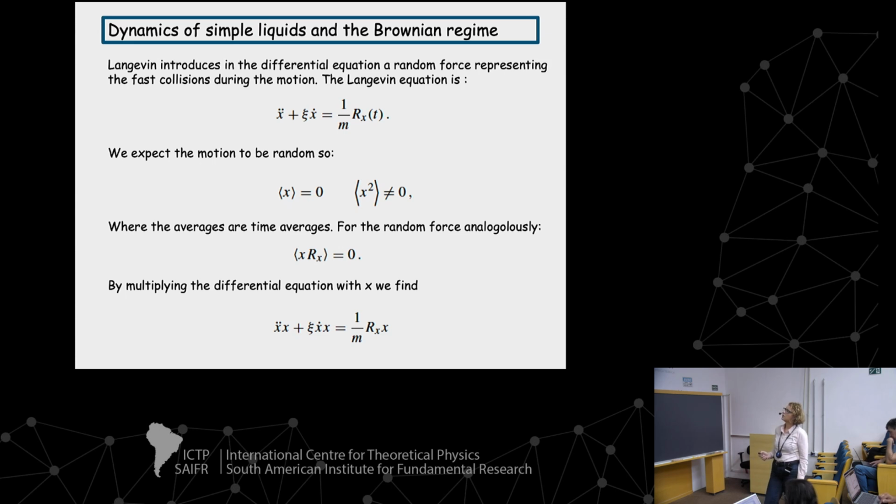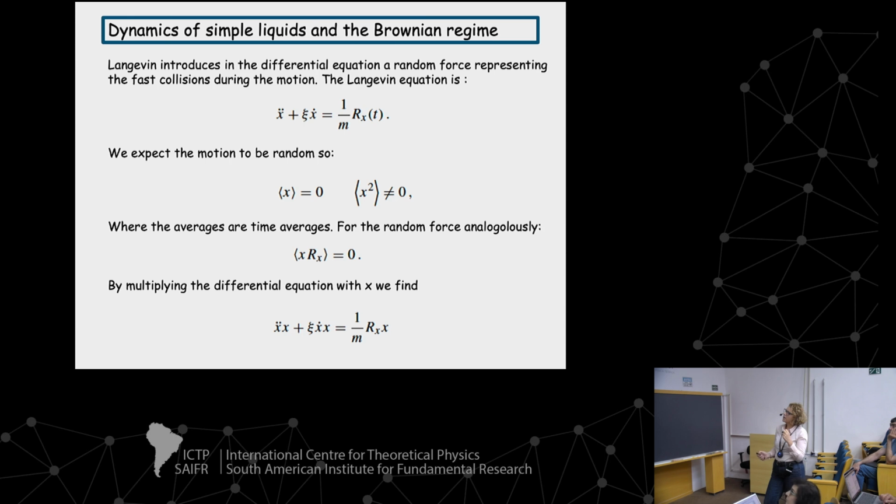Langevin also introduced a random force. The random force represents the collisions. So you have this friction, but also collisions. So Langevin introduces the random forces, and we expect the motion to be random. So the thermal average of x must be 0, while x squared is different from 0. And these are time averages.